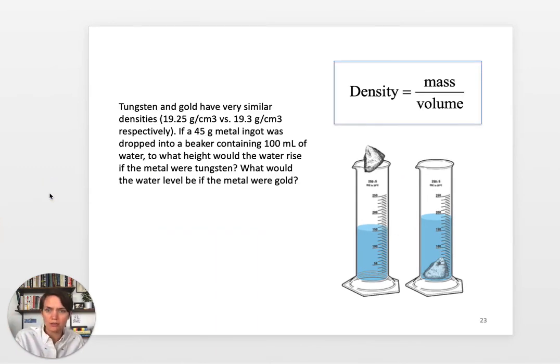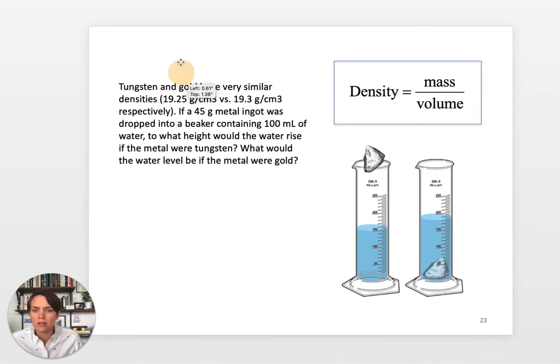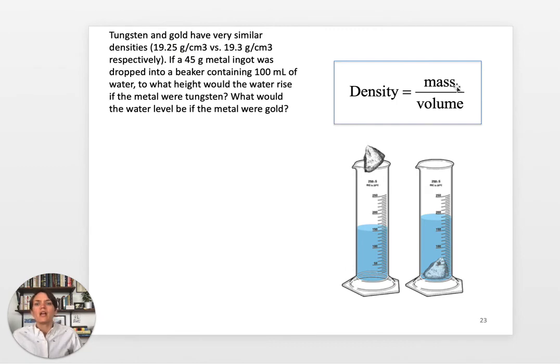Okay, so here's a great example, and we'll just work through it together. So let me actually give this a little bit more space. There we go. All right, so we have tungsten and gold have very similar densities. If a 45 gram metal ingot was dropped into a beaker containing 100 milliliters of water, to what height would it rise if it were tungsten, and what would it be if it were gold?